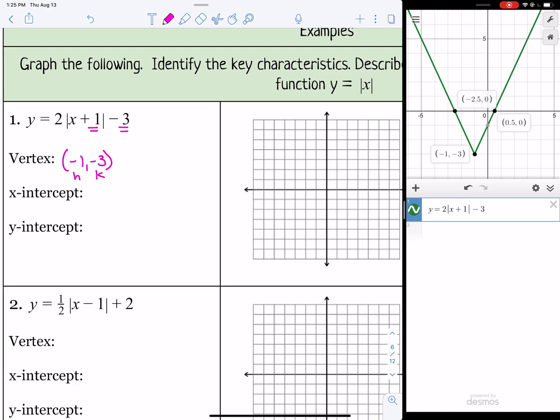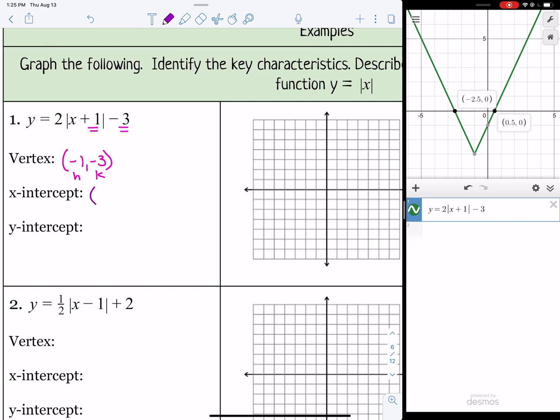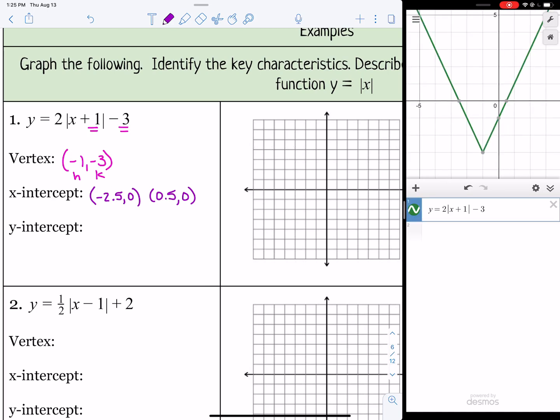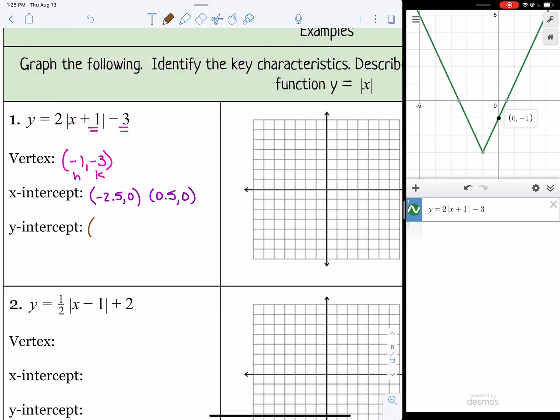Your x-intercepts, there are 2 of them in this case, so let's write those 2 down. We have -2.50 and 0.50. Just write them just like Desmos shows them in an ordered pair format. Then let's move those. We don't want to confuse them with the next part. Your y-intercept crosses the y-axis. So let's write that one 0, -1.